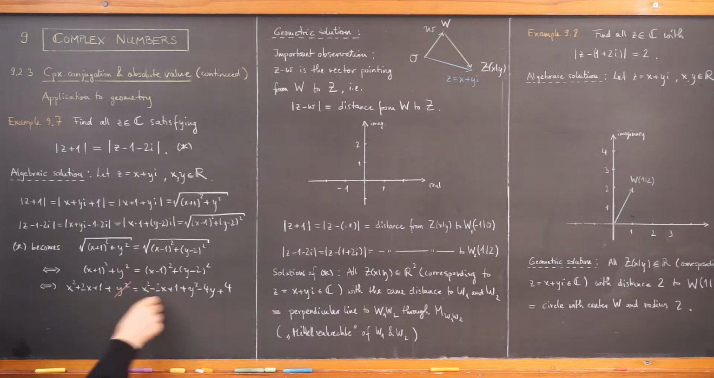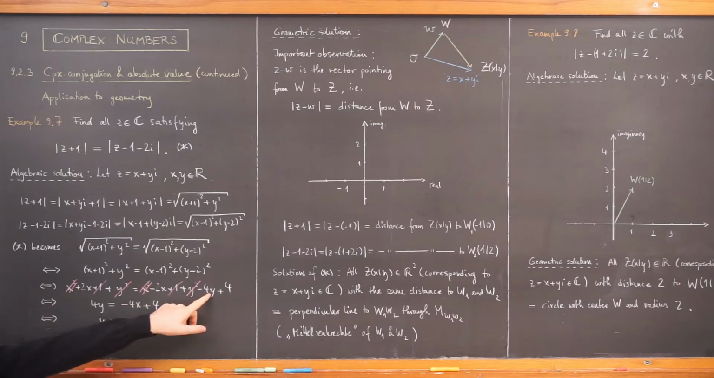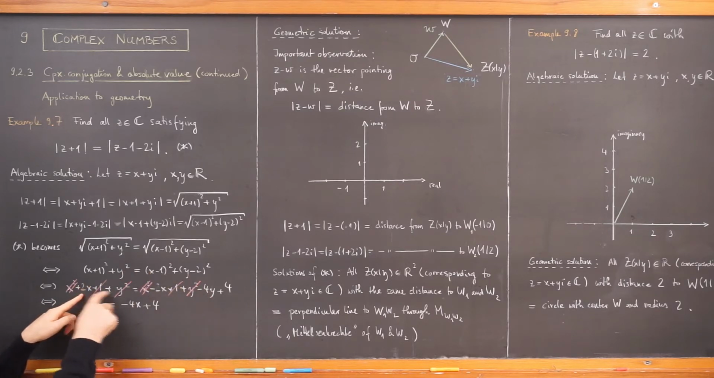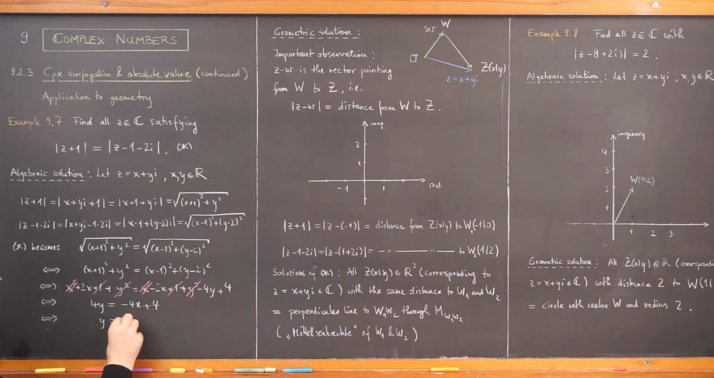Okay, this is good. y squared cancels, as well as x squared. So we have a linear relation between y and x, and we're going to solve for y. Okay, I take 4y to the left-hand side, then this 1 here also cancels. I forgot to say that before. Then I take 2x here, which gives me minus 4x plus 4. And after dividing by 4, I end up with y equals minus x plus 1.